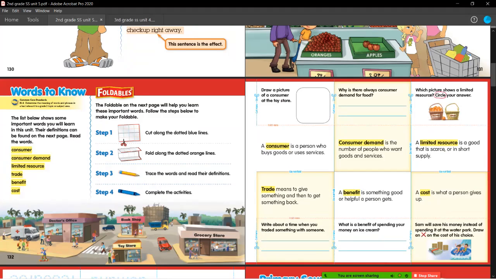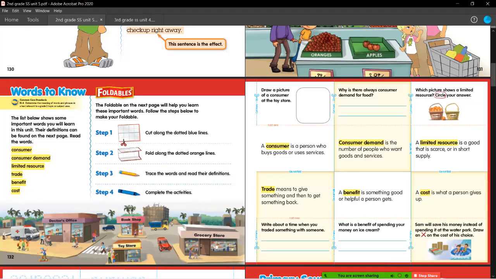Now, for our vocabulary for this week, you have the words consumer, consumer demand, limited resource, trade, benefit, and cost. So for the first section, it says a consumer is a person who buys goods or uses services. Draw a picture of a consumer at the toy store. So you're going to draw a picture in that box.